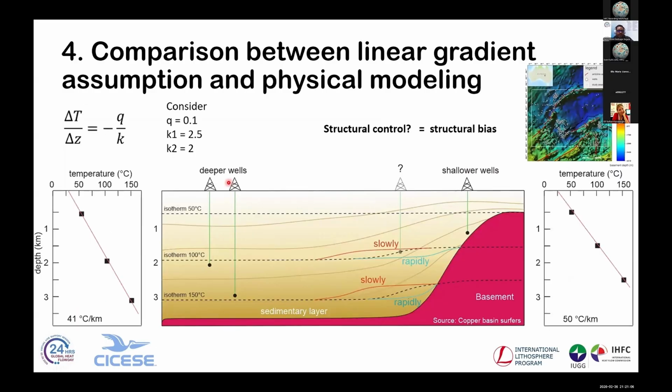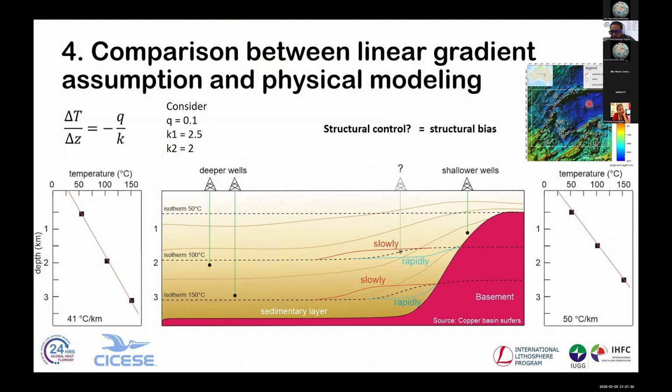So I studied different scenarios, different cases. I only want to show you this one, which is very interesting in the case of Cooper Basin, because in this scenario we have a topography basement. We have a basement height.